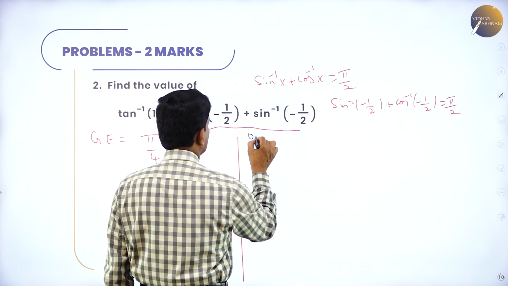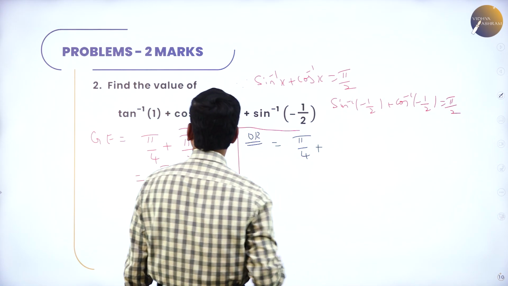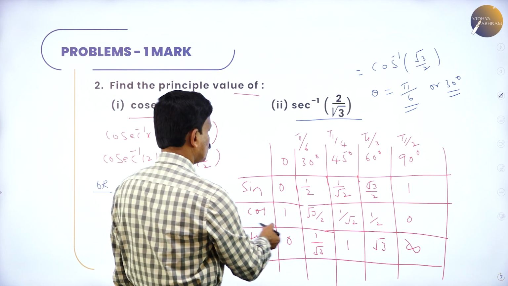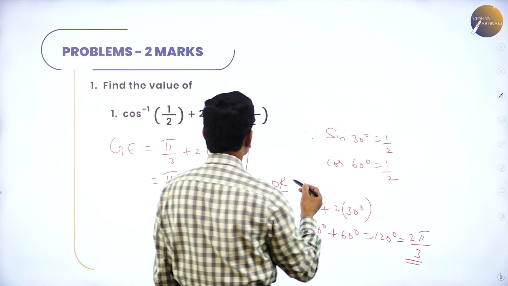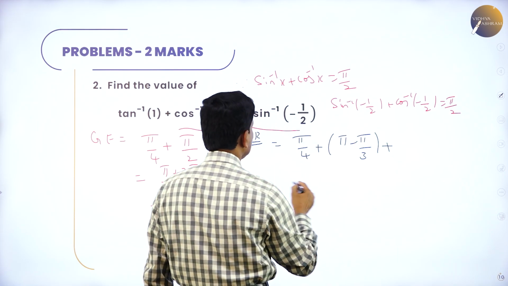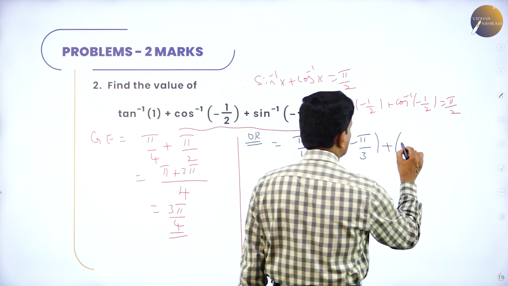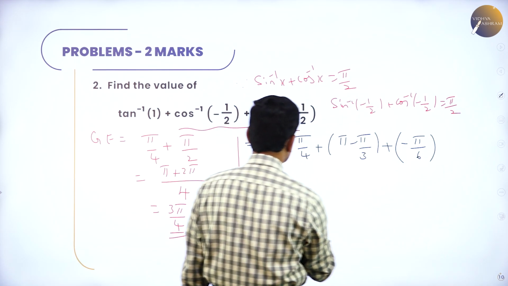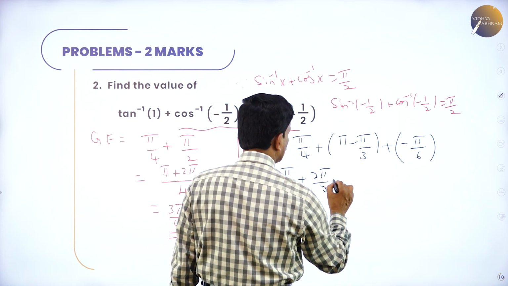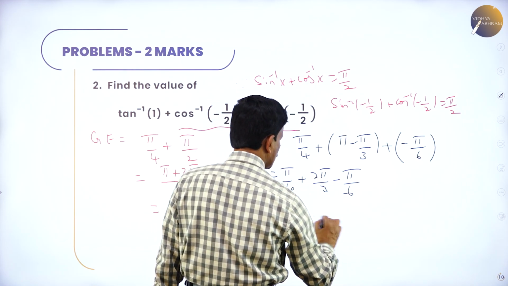Or this can also be solved like this: tan inverse of 1 is equal to pi by 4 plus cos inverse of minus 1 by 2. What is the value of cos inverse 1 by 2? It is pi by 3. Since it is minus, we can write pi minus pi by 3. And for sin inverse of minus 1 by 2, sin 30 is 1 by 2, this is negative, so we can write minus pi by 6. So, pi by 4 as it is, plus 3 pi minus pi is 2 pi by 3 minus pi by 6.